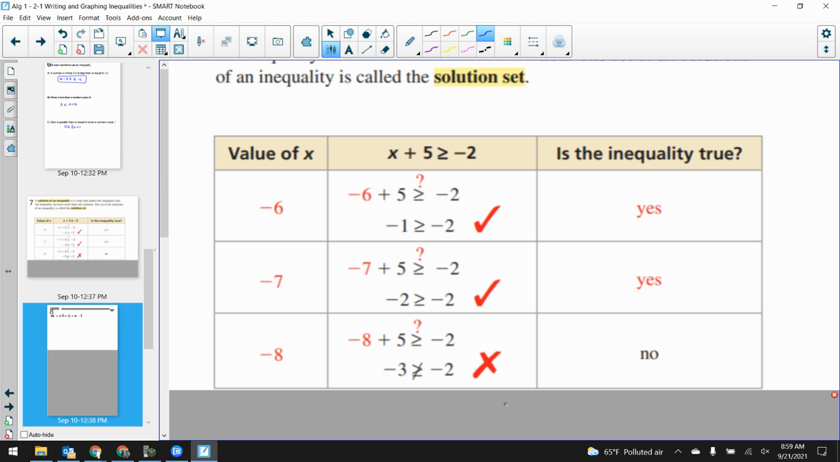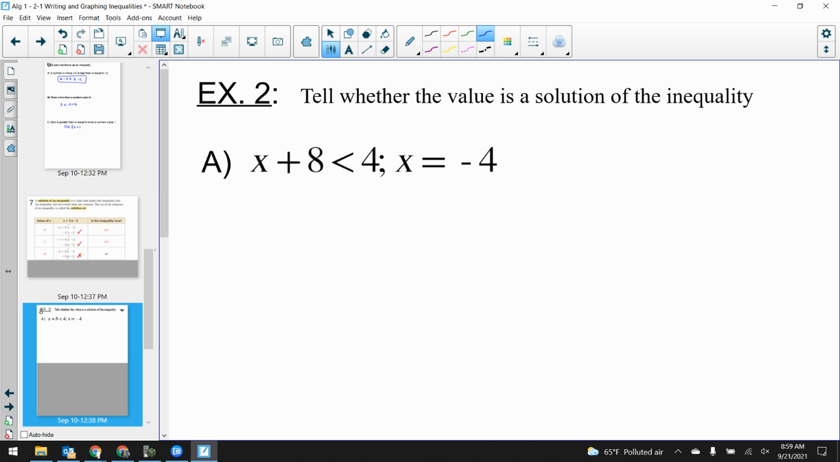So let's go up to the top of the back page and test to see if these are solutions. I've got x plus 8 is less than 4. Let's test to see whether -4 is a solution to this inequality. Well, all I need to do is plug in -4. We take -4 plus 8. Is that less than 4?